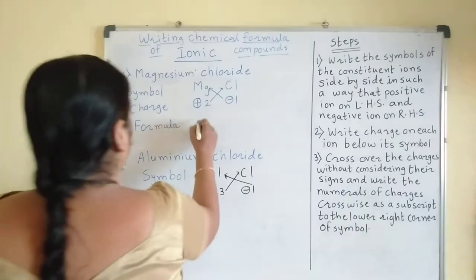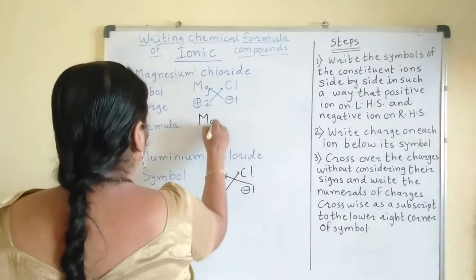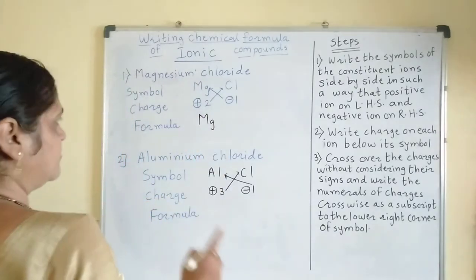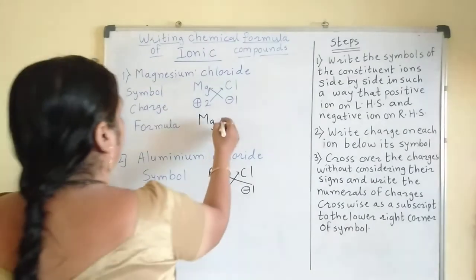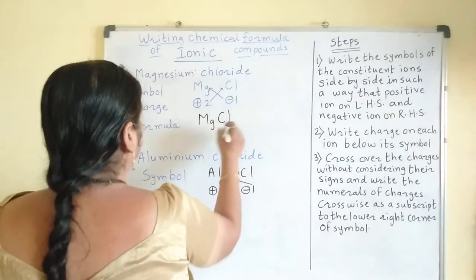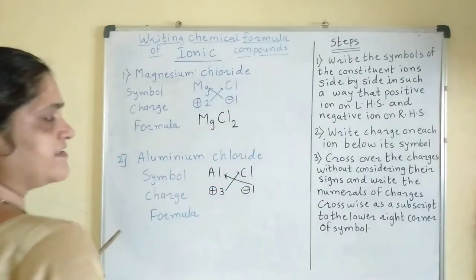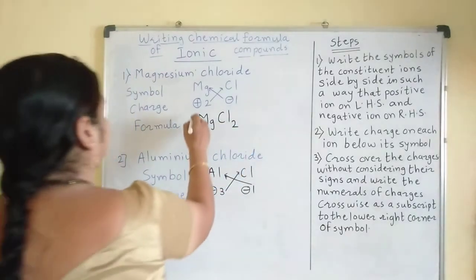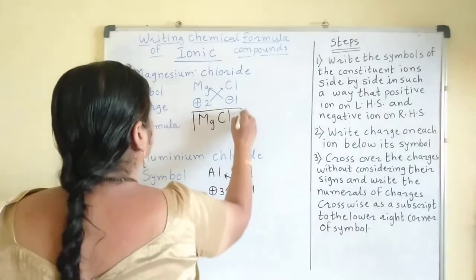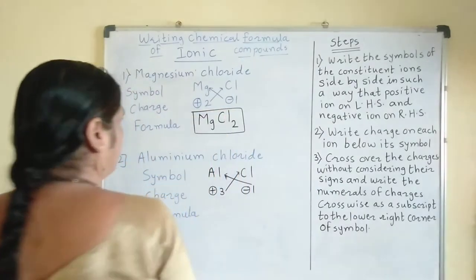For Mg it is only 1, so Mg as it is, without writing the 1 as a subscript. And Cl is multiplied with this 2, so here you will mention 2 as a subscript. So this is the formula for the ionic compound magnesium chloride.